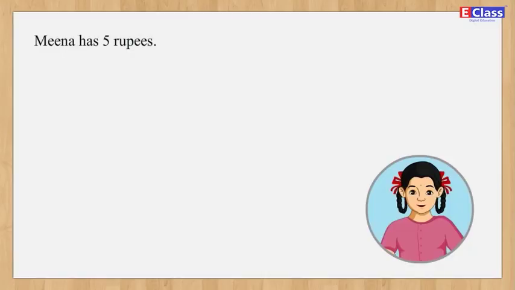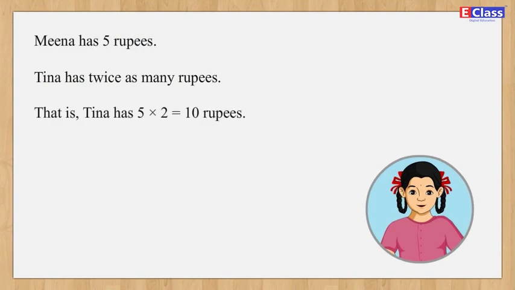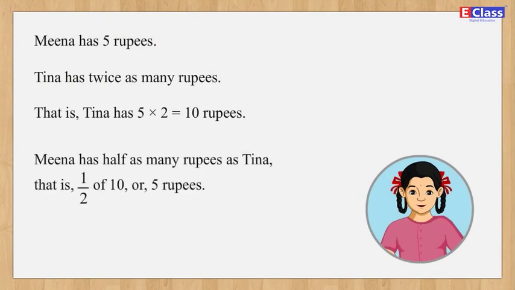Meena has 5 rupees. Tina has twice as many rupees. That is, Tina has 5 multiplied by 2 is equal to 10 rupees. Meena has half as many rupees as Tina. That is, 1 upon 2 of 10 or 5 rupees.